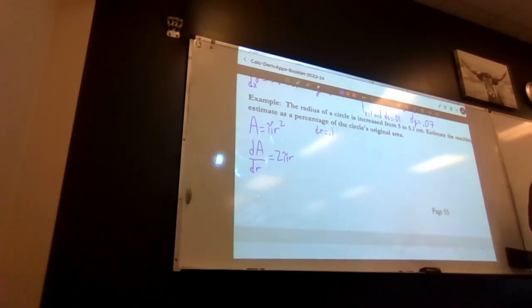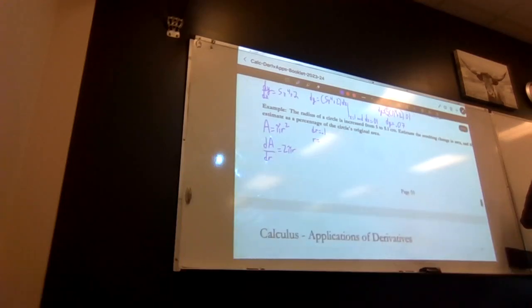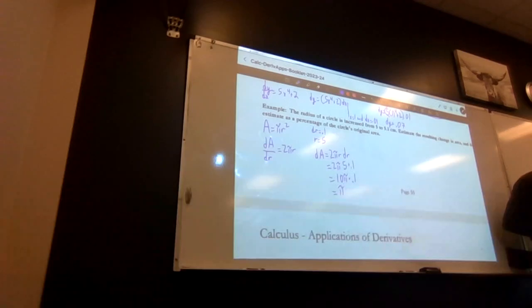And then what should my radius equal? Well, I want to express the estimate as a percentage of the original area, so I'm going to use 5 right here, so I'm going to say that the radius is equal to 5. So now I get dA equals 2 pi r dr, or dA equals 2 pi times the radius, which is 5, times 0.1, which is the same as 10 pi times 0.1, which is equal to just pi.